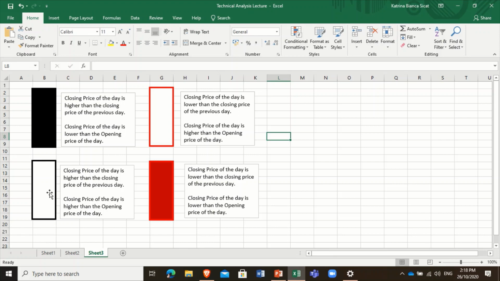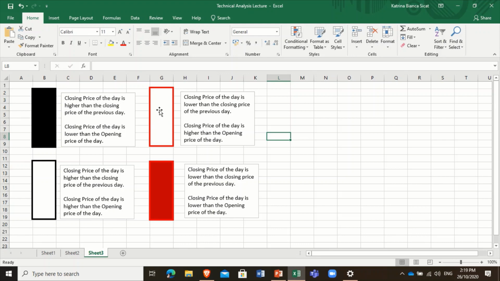So, ibig sabihin, napaka-consistent nung pagtaas niya. Mas mataas siya, closing price, mas mataas siya sa opening price. Again, what we want to achieve is this white candlestick. Kaya nga yung black is muntik na, sayang. Mas mataas na sana siya sa closing price, kaso hindi umabot yung opening price of the day. Now, moving on to our next set of candles.